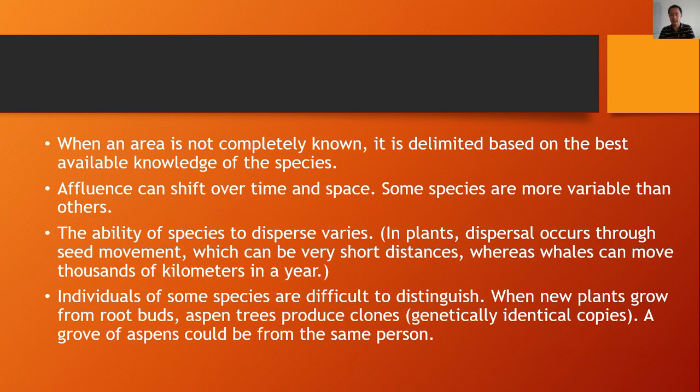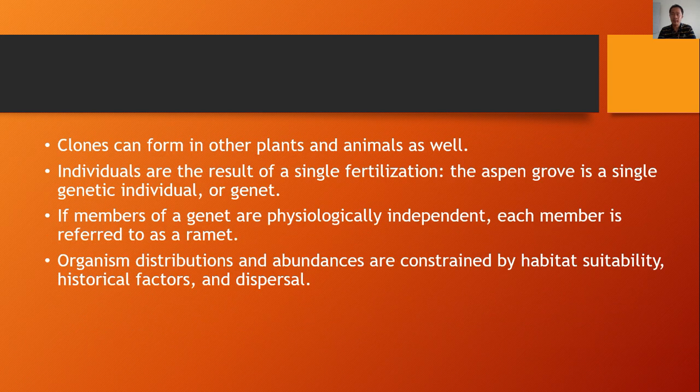Individuals of the same species are sometimes difficult to distinguish. When new plants grow from root buds, aspen trees produce clones, genetically identical copies. A group of aspens could be from the same individual. So we're now talking, class, about clones having the same genetic makeup. Clones can form in other plants and animals as well.